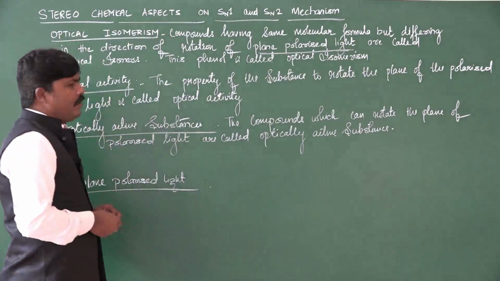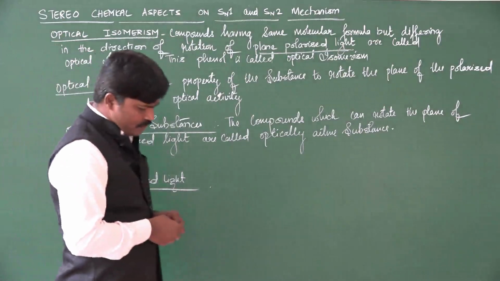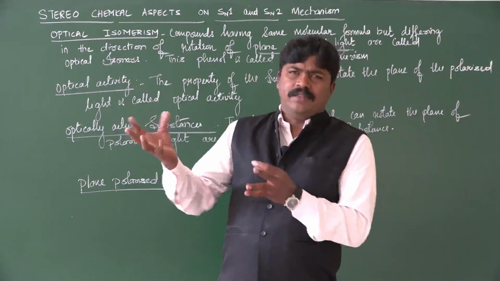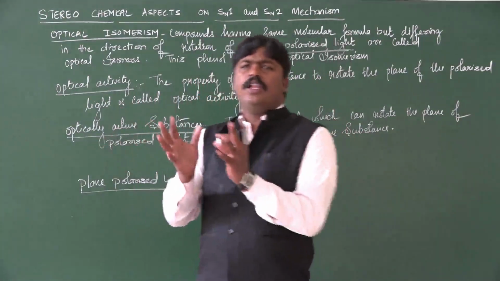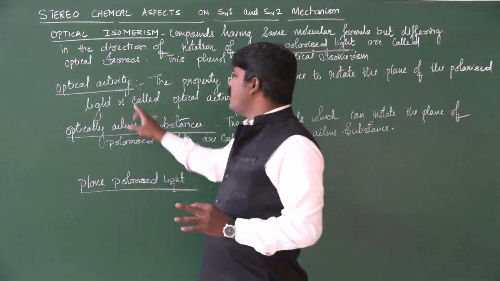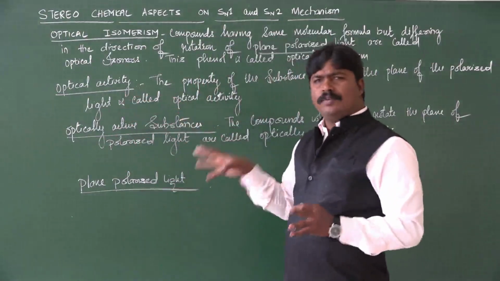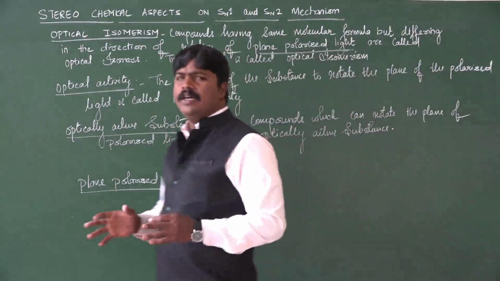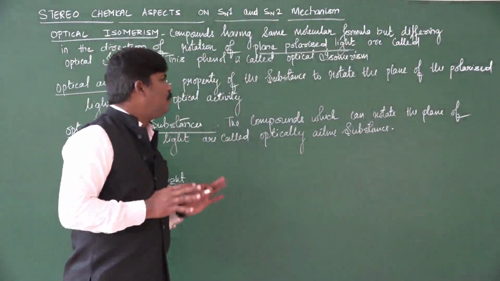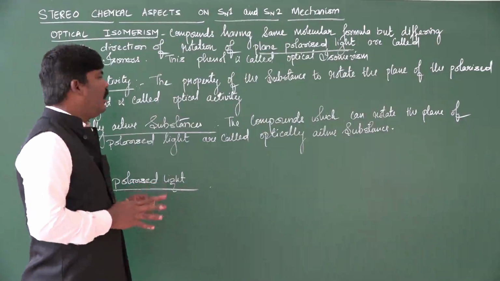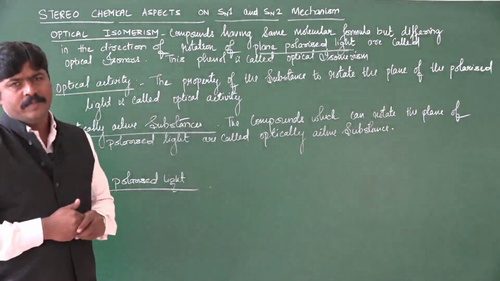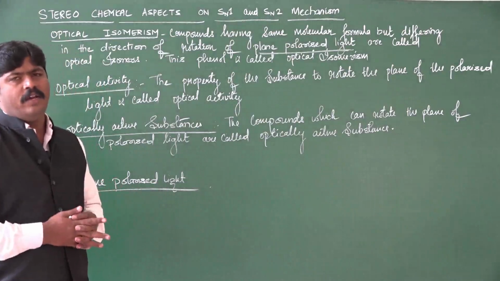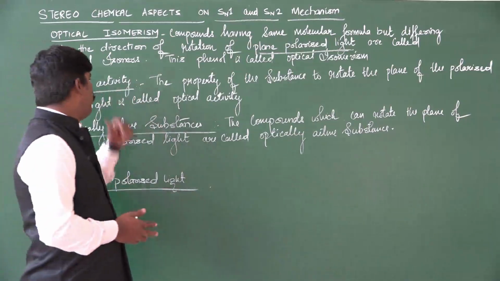What is optical activity? If we call an organic compound A or B optically active, why do we call it so? Because it shows optical activity. The property of the substance to rotate the plane of polarized light is called optical activity. Again, the ability of the organic compound to rotate the plane of polarized light is called optical activity.